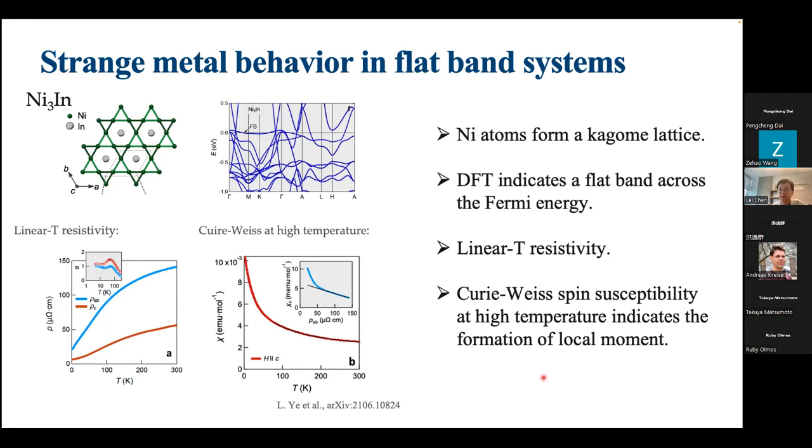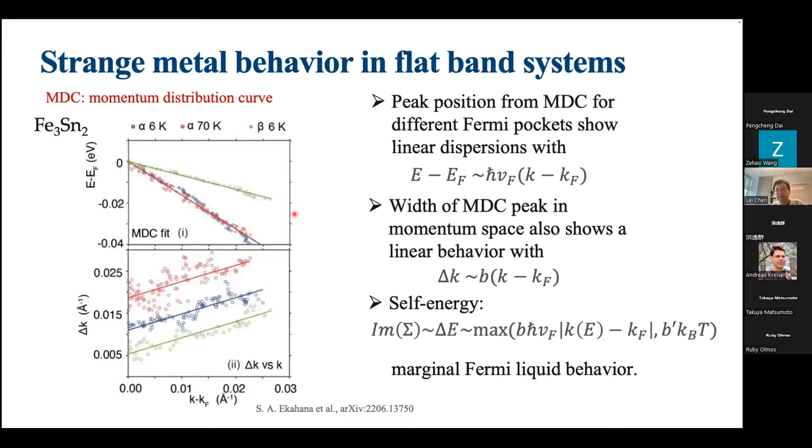And another important, interesting experiment is these ARPES measurements in these materials. These figures check the positions of the peak of this momentum distribution curve. It actually shows these linear dispersions near the Fermi energy. And moreover, the width of this momentum distribution curve also shows this type of linear scaling behavior.